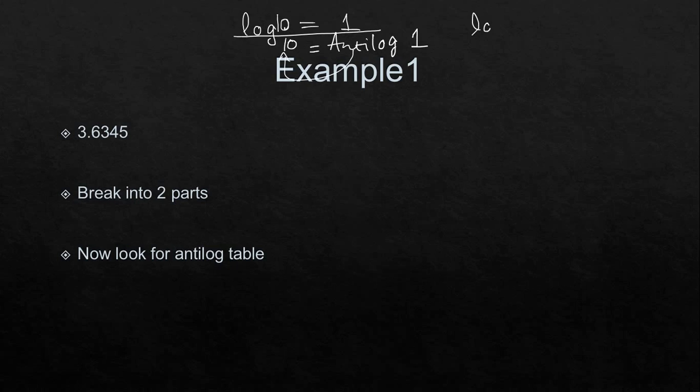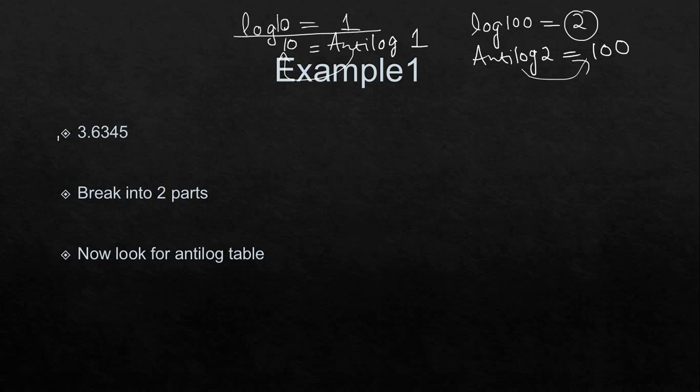So if I say what is the log value of 100, we know it is 2. So what will be the anti-log of 2? So anti-log of 2 is equal to 100, right? So it is just the opposite. Now these are the simple ones, okay? Now let's take the complicated one.